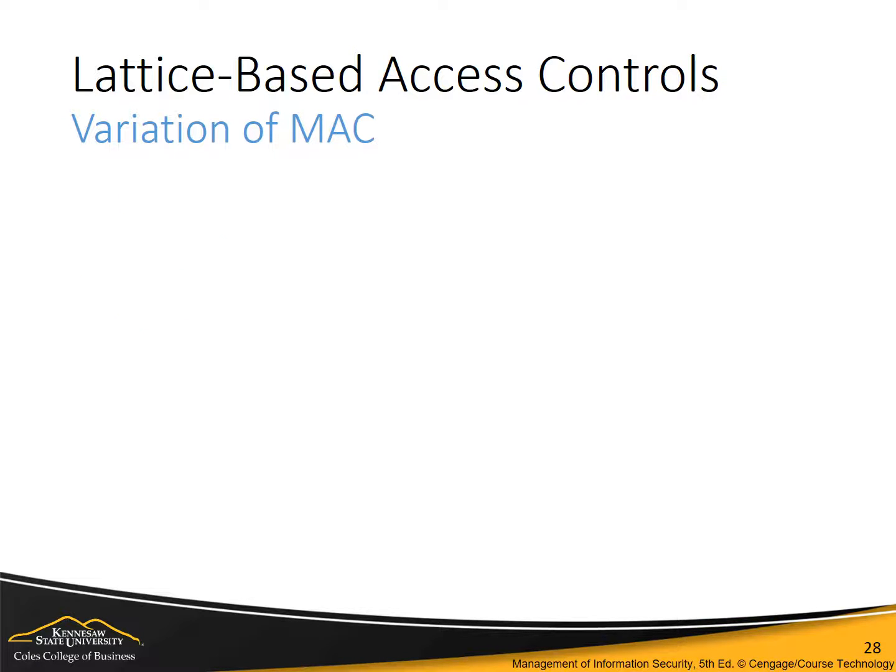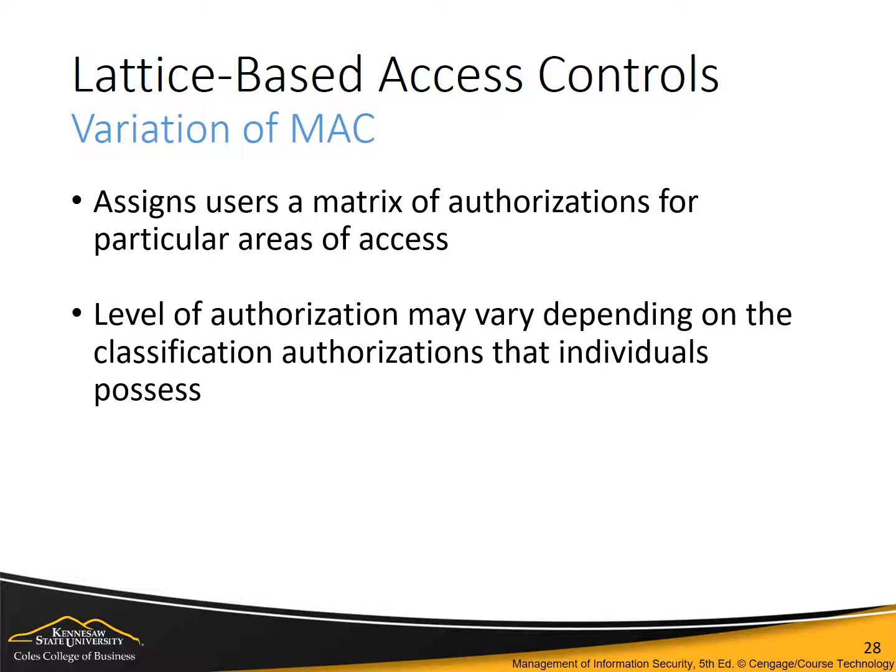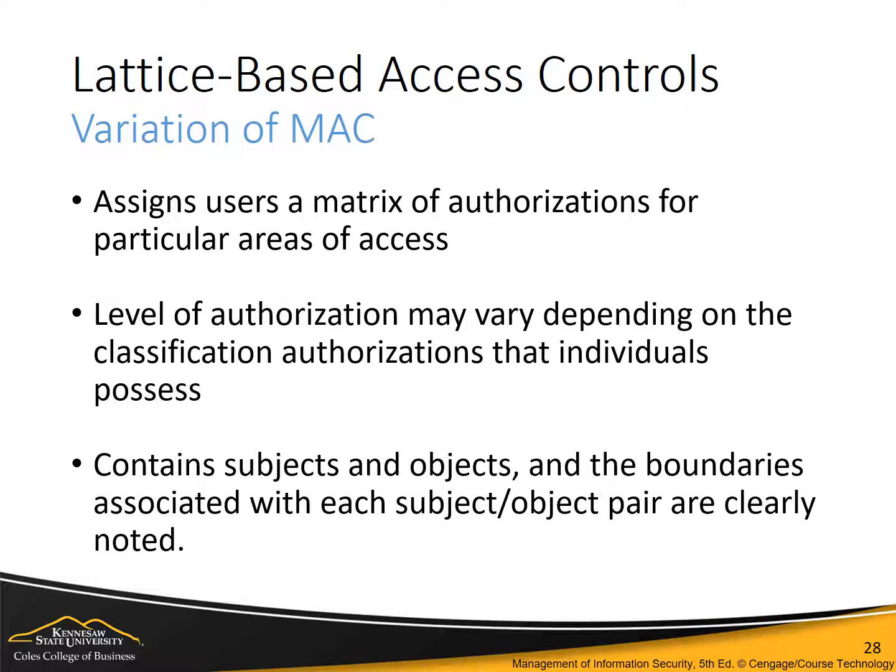A variation on the mandatory access control, lattice-based access controls assign users a matrix of authorizations for particular areas of access. The level of authorization may vary depending on the classification authorizations that individuals or entities possess for each group of information assets or resources. For instance, if you're a manager, you may have access to your direct reports, but not to the direct reports in other departments. The lattice structure contains subjects and objects, and the boundaries associated with each subject-object pair are clearly marked, setting up permissions and limitations for the entity or user.